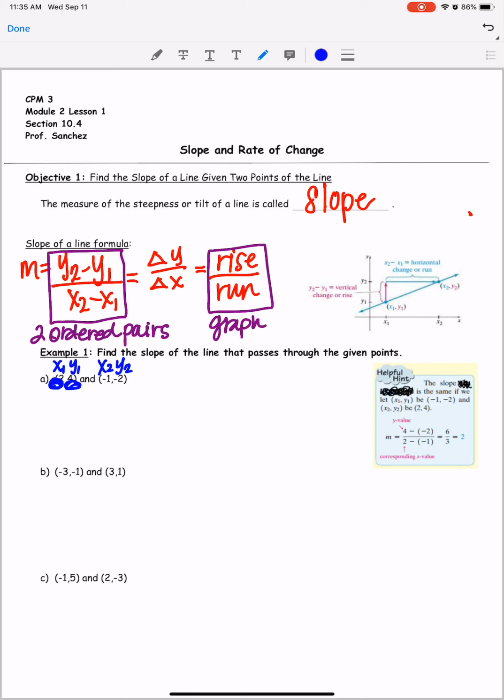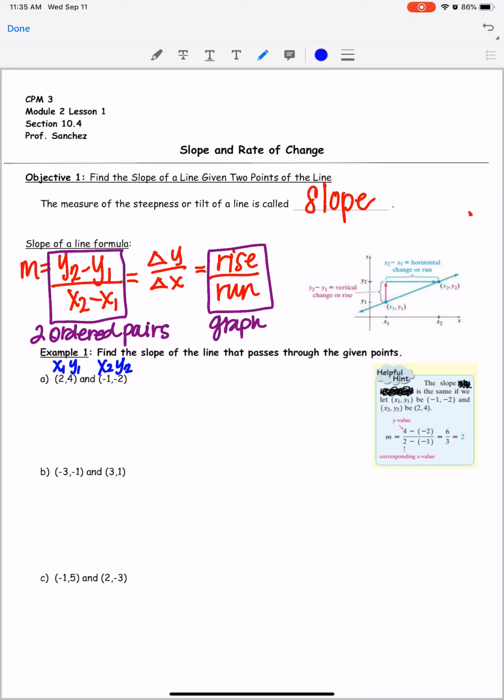And because we have two ordered pairs, that's why you have those little bitty ones and twos. So you want your ones together and your twos together. You can call this first one your x2, y2 if you want, as long as these are both ones. Doesn't matter the order you put them in, as long as your x1 and y1 are together and your twos are together.